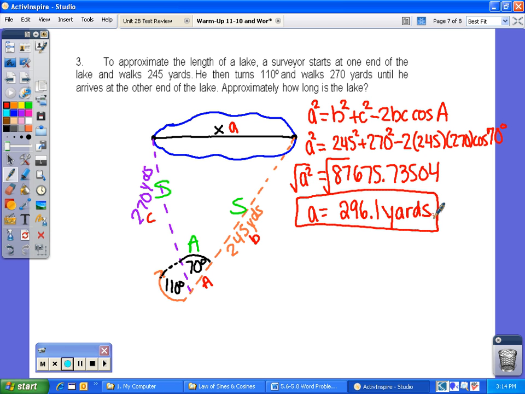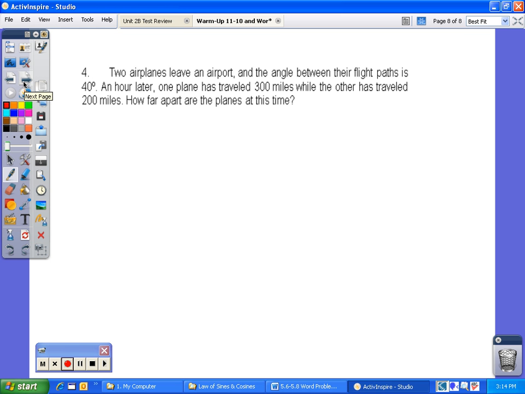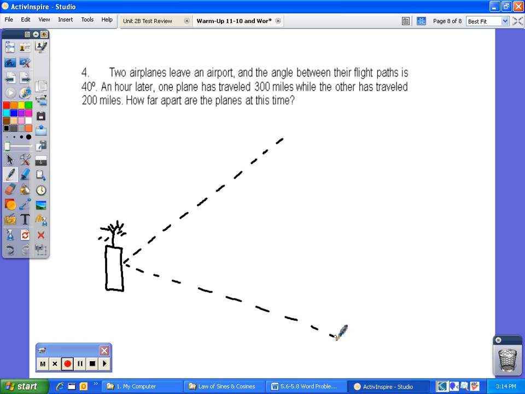Alright, so last question for this video. Two airplanes leave an airport and the angle between their flight paths is 40 degrees. An hour later, one plane has traveled 300 miles while the other has traveled 200 miles. How far apart are the planes at this time? So you know they're leaving an airport. So here's the little control tower. One plane is going to go in one direction. The other plane is going to go in another direction. And the angle that's formed by both of these planes is 40 degrees.